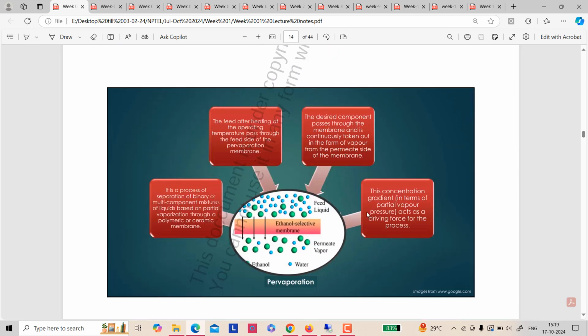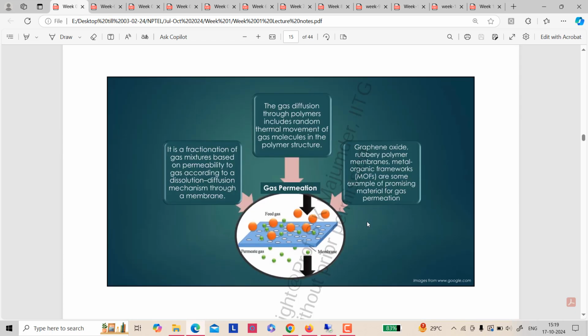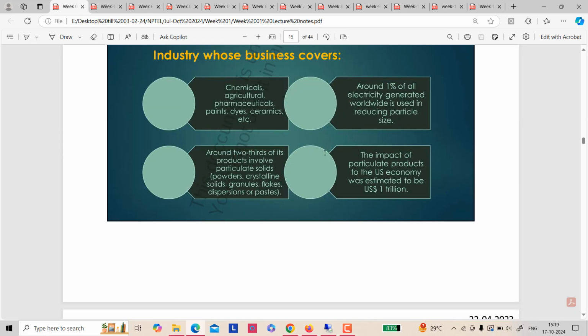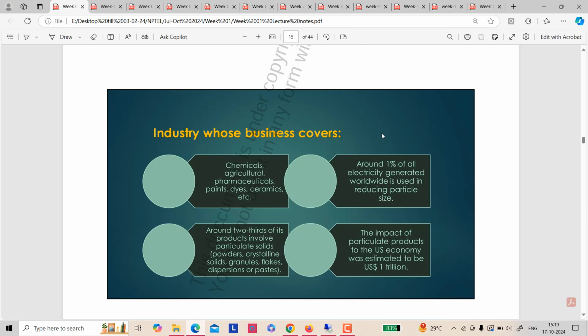Last one is pervaporation, a separation process of binary or multi-component mixtures of liquids based on partial vaporization through a polymeric or ceramic membrane. Next is gas permeation. Then in industry, all these types of separation processes are used.